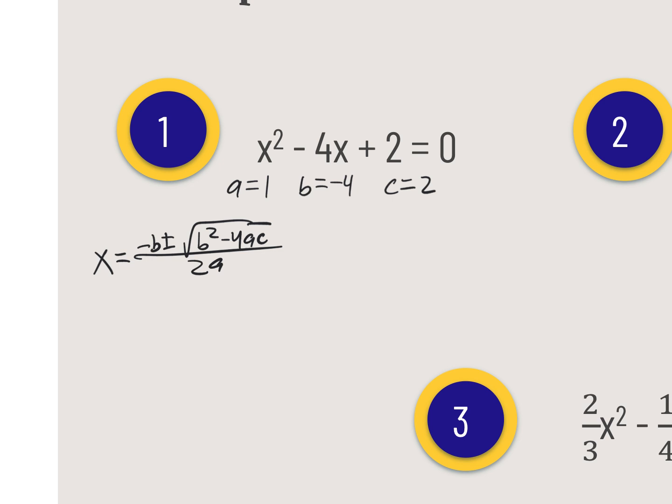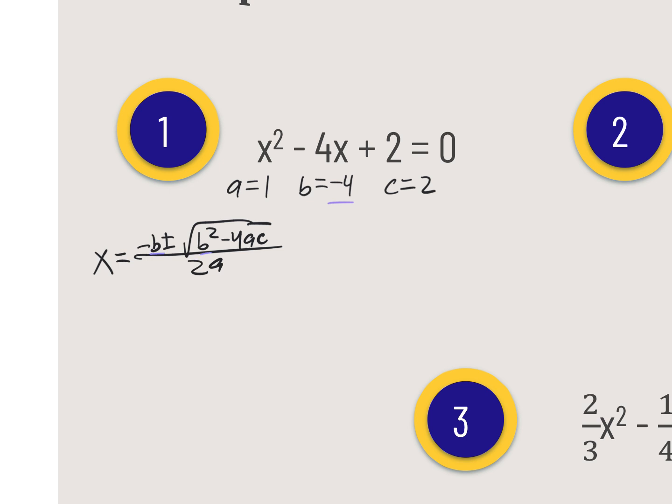All right, so again, it might seem like a lot at first. Maybe you remember it from Algebra 1. If not, and you're seeing it for the first time, commit this to memory. You're going to be using it a lot. All right, so for this one, let's plug in negative 4 for b.